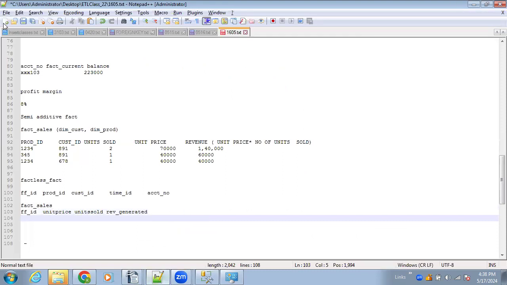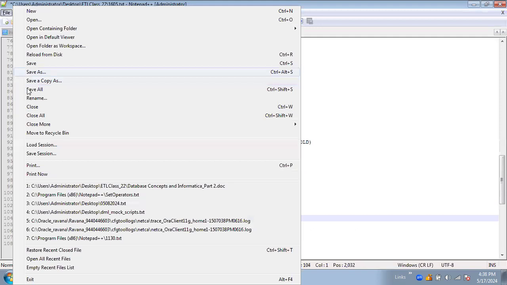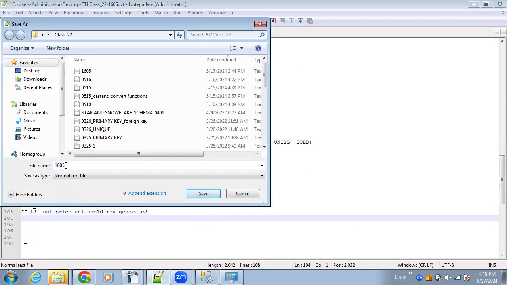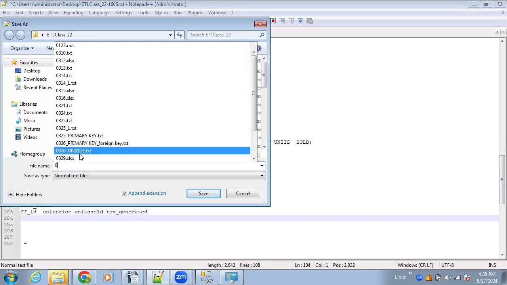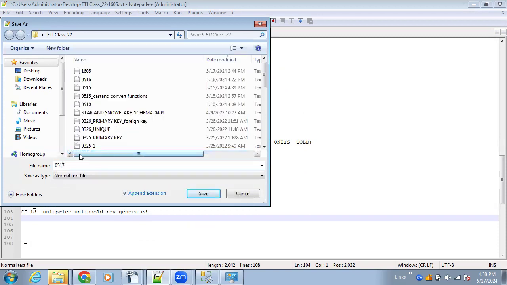What is 16.5 and 17.5? I think 17. I stored it in 17th. I get one.